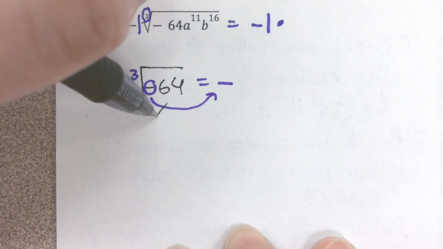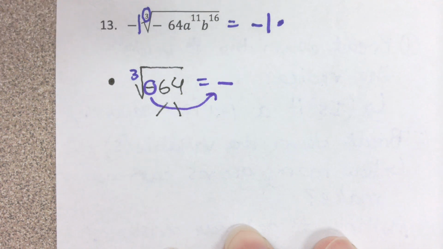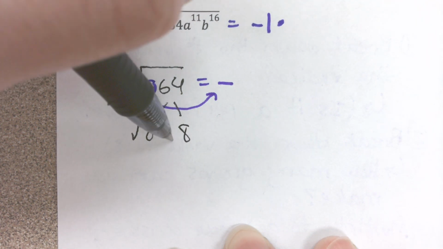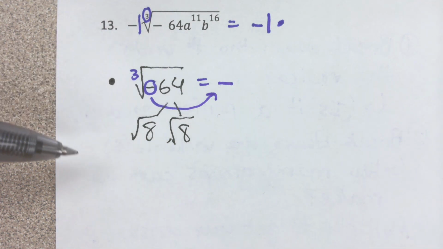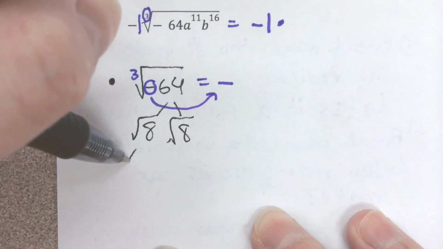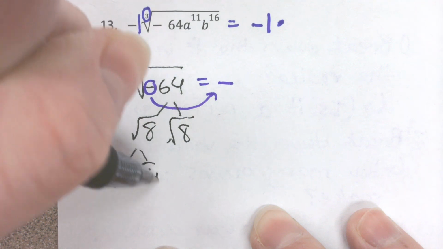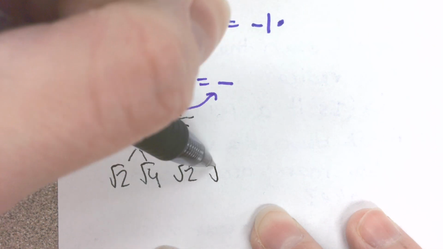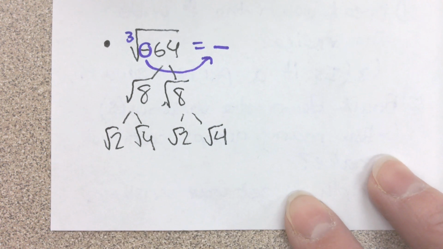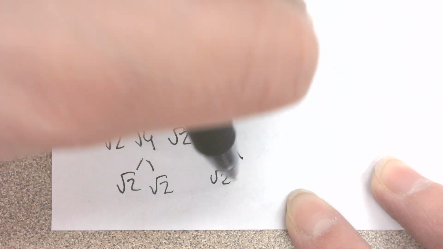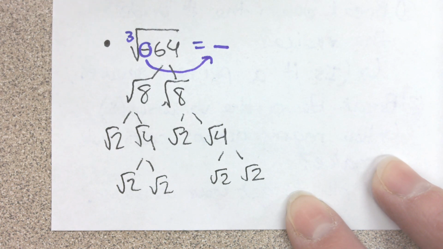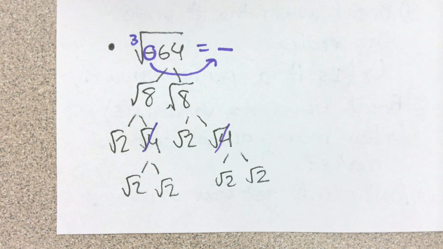Next, we'll break down the 64. 64, two easy numbers, 8 and 8. Reminder, this is a cube root, so I'm not going to circle these two 8s and say I'm done because I don't have 3 of them, I only have 2. So we'll continue breaking down the 8s. Both of those break down into 2 and 4. And then the 4s can be broken down some more. And the 4s are gone because I broke those down. And so are the 8s.